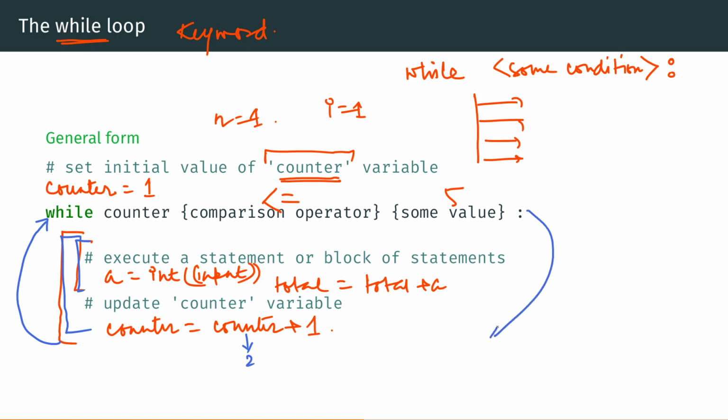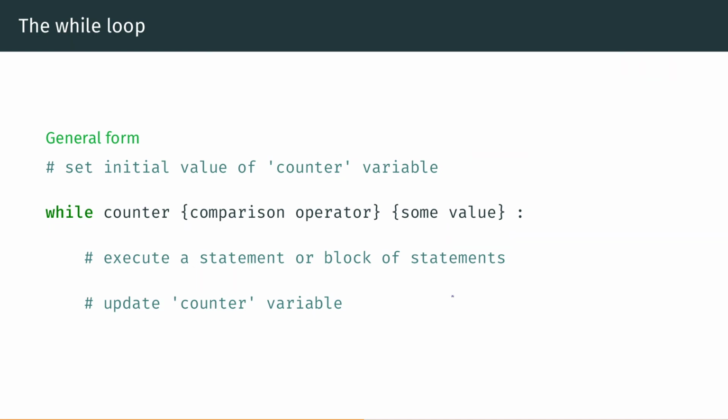So you do this part again and again until this condition is not satisfied anymore. And the condition is counter less than or equal to 5. Once counter becomes 6, this block of code right here stops executing. So let me clear this again. It's somewhat like an if statement.